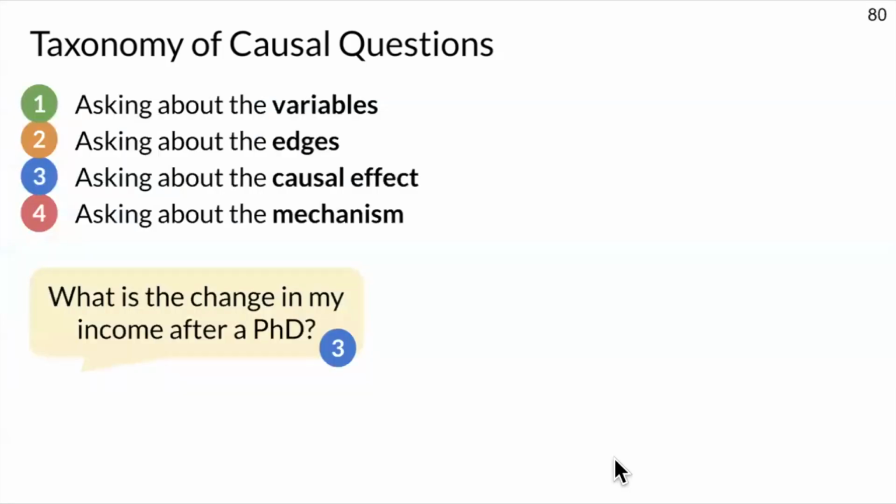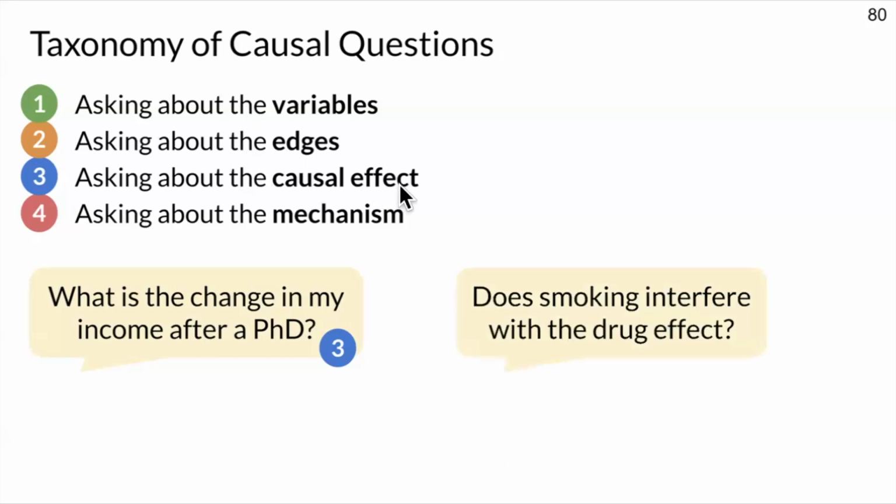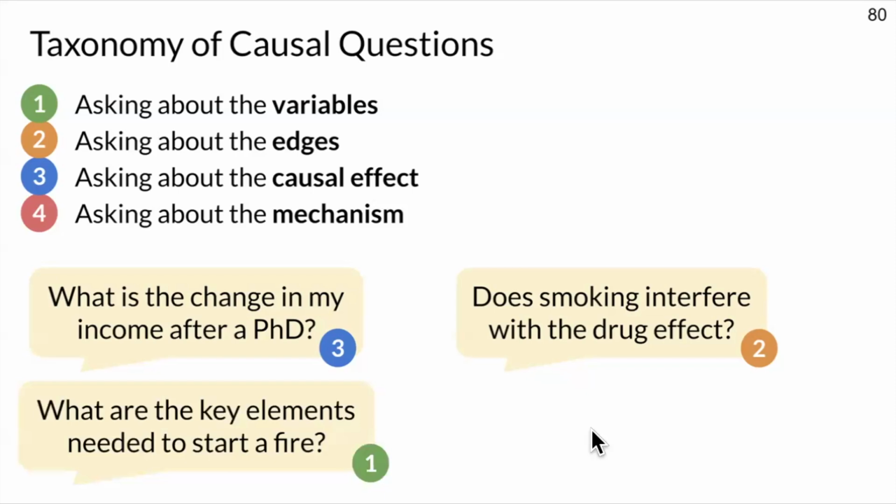And here, they correspond to different questions that a chatbot can totally receive, like what's the change of my income after the PhD as a type 3 question. Does smoking interfere with the drug effect? Just a binary confirmation as the type 2 question. A type 1 question could be, what are the key elements needed to start a fire? Or for career, what are the key skills needed to become a professor?